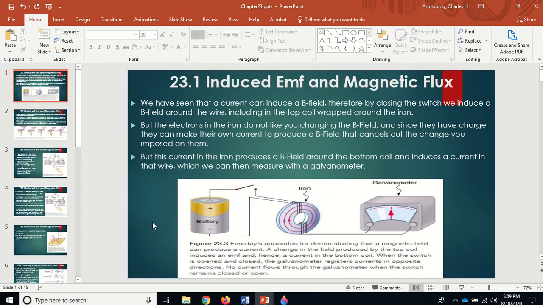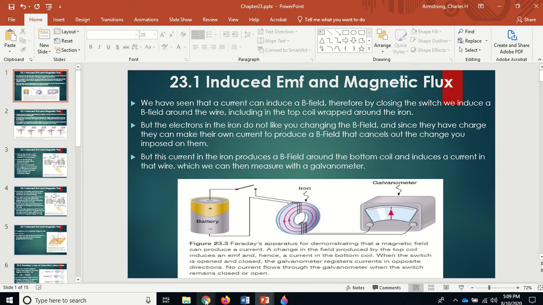Okay, so this is for Physics 5B, summer 2020, and I'm at Sac State right now, and it's completely deserted here. But this is on chapter 23.1. I want to point out a few things here.